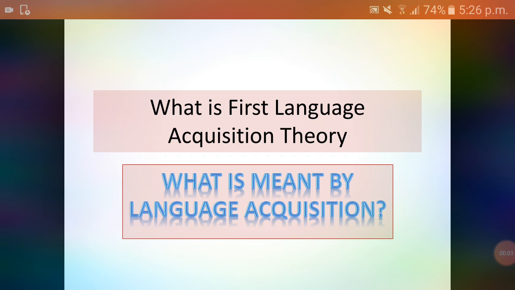Welcome back. What is first language acquisition theory? In the sense of first language acquisition, it refers to the unconscious learning of one's native language, or languages in the case of bilinguals, during the first 6 or 7 years of one's life, roughly from birth to the time one starts school. First language acquisition refers to the way children learn their native language.